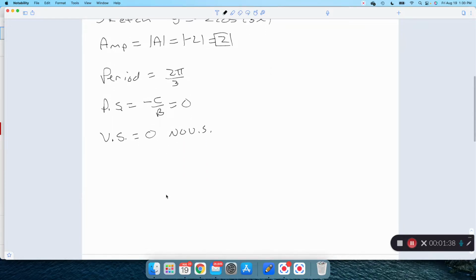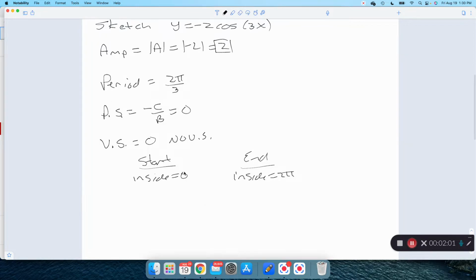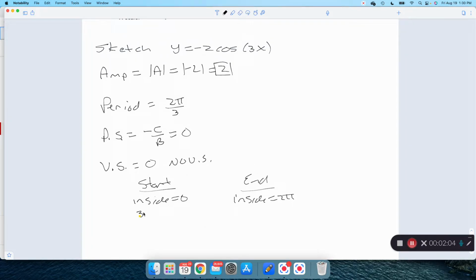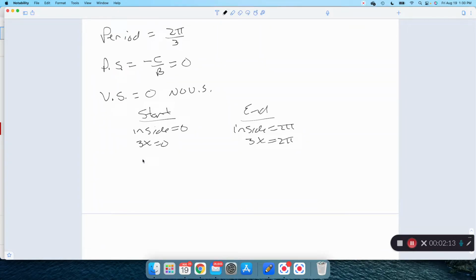Okay, we play our start and end games. It's always the same game. Start: inside equal to 0. End: inside equal to 2 pi. Because that's where regular old cosine starts and ends. That's one complete cycle. So by inside, we mean what's in the parentheses. 3x equals 0. 3x equals 2 pi. Here we get x equals 0. That will always be the same as your phase shift. This is just a second check.